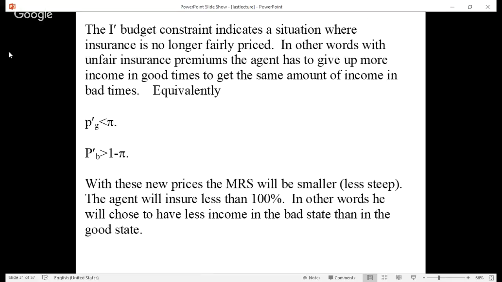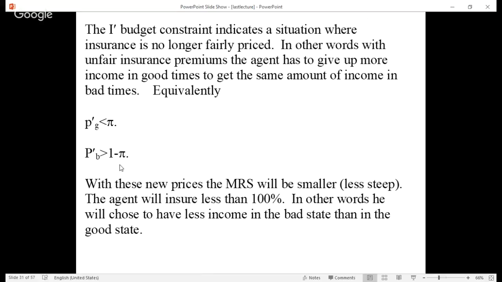So in that case, P prime of G is going to be less than pi, and P prime of B is going to be greater than 1 minus pi, right? Because we don't have fairly priced insurance. So with the new prices, the marginal rate of substitution is going to be smaller, less steep, or more flat. And the agent insures less than 100%. In other words, he'll choose to have less income in the bad state than in the good state.